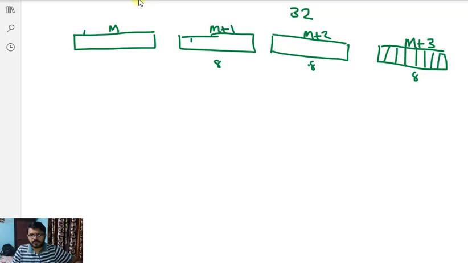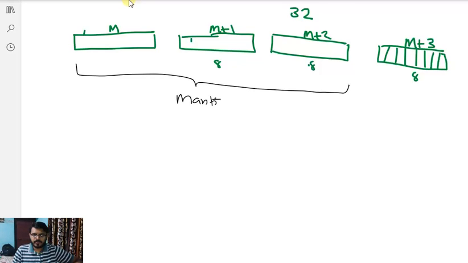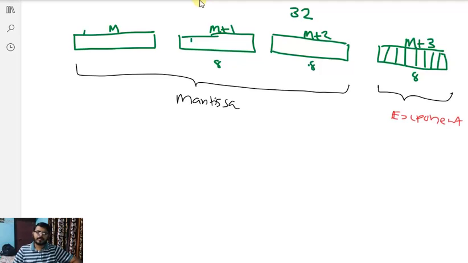First 3 bytes ayathu aayithe 24 bits, we will use these bits to represent the mantissa of the number, and the last byte is used to represent the exponent of the number. So we have 24 bits to represent the mantissa of the number and 8 bits to represent the exponent of the number.